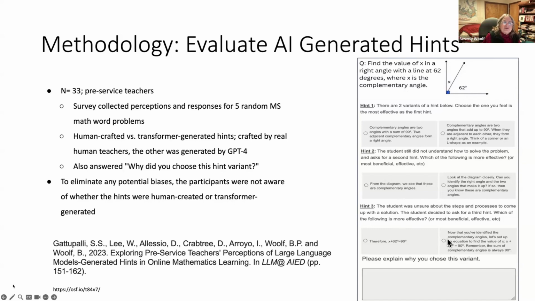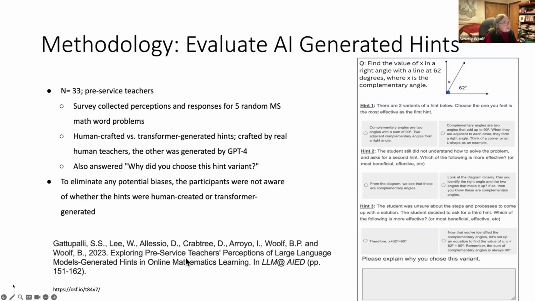We gave them 5 different problems. In half the cases they wanted the ChatGPT hint, but we did not tell them who had produced which hints. So we looked at 33 pre-service teachers. We gave them a survey to collect their perceptions and responses for 5 math problems. Human crafted, which is here. Transformer generated, which is here. And then, why did you choose this variant? To eliminate bias, we didn't tell them, and the paper is here.